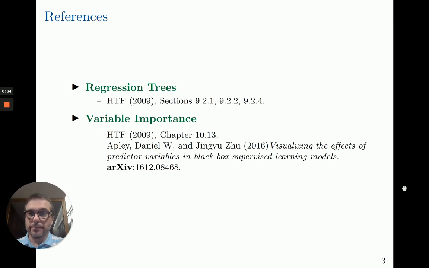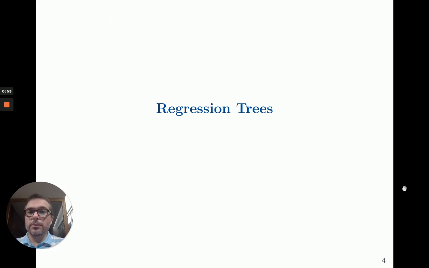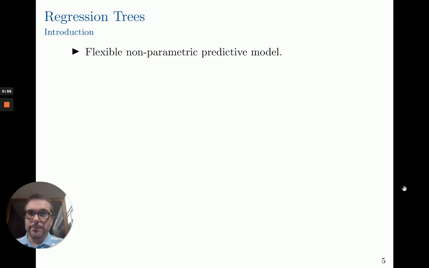contexts as well. Okay? So regression trees, the main reference is our textbook by Hastie, Tibshirani and Friedman, basically chapter 9, and variable importance, the paper by Apley and Zhao, which is also in our Google Drive folder. So let's talk about regression trees.